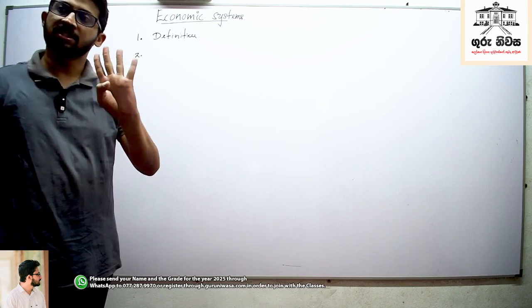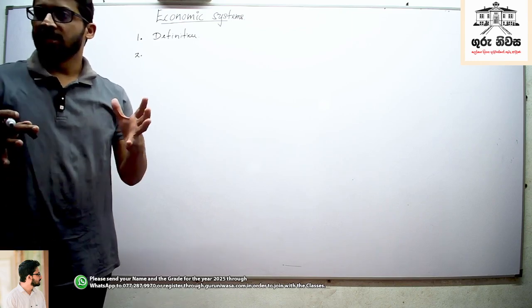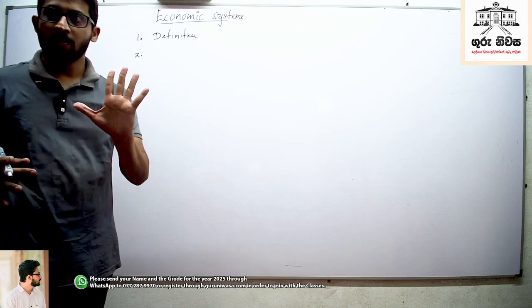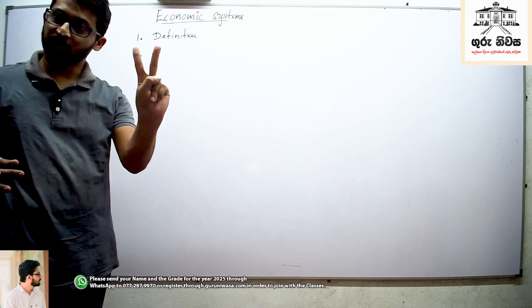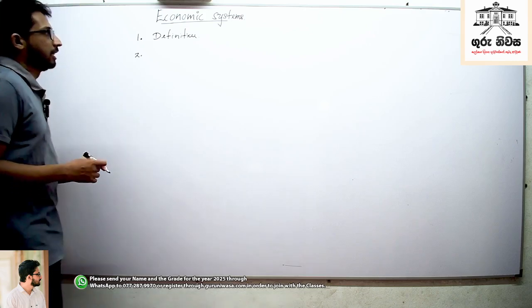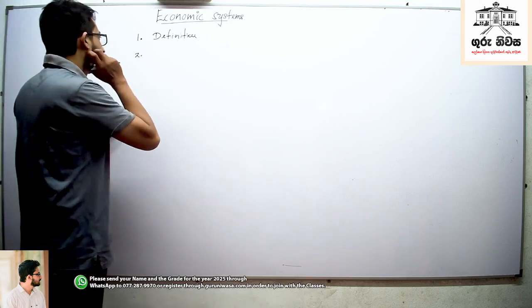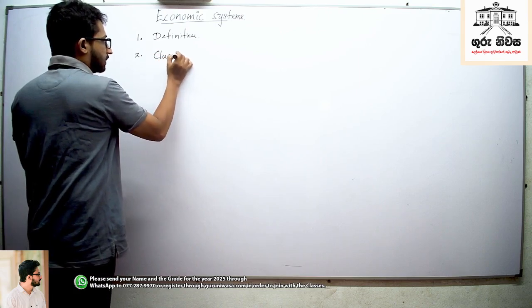Third one is incentives. These are the three criteria. Actually, there are four, but mainly we use three criteria. Plus two are very critical. That is the point, right? Definition. Then classification of economic systems.